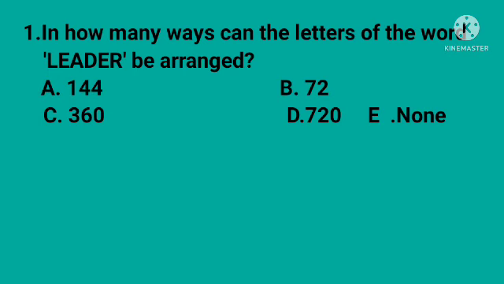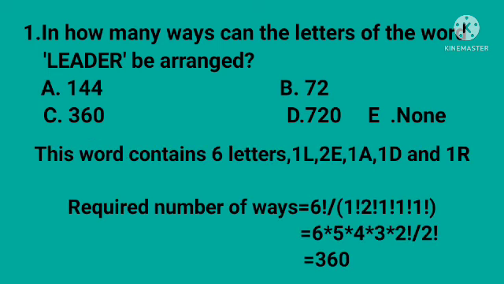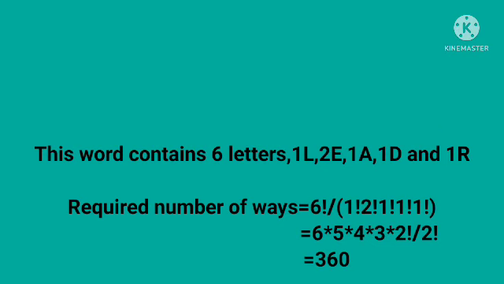Question number 1: in how many ways can the letters of the word LEADER be arranged? A) 144, B) 72, C) 360, D) 720, E) none.